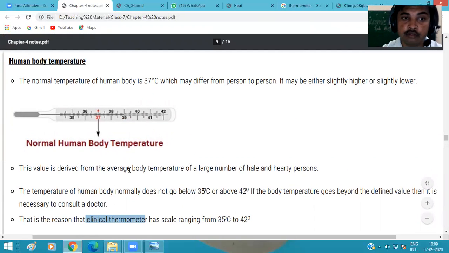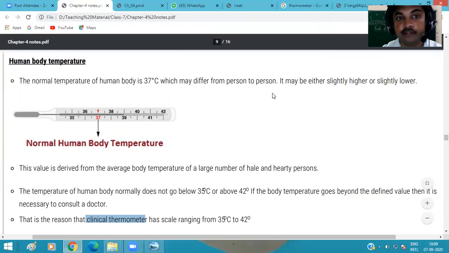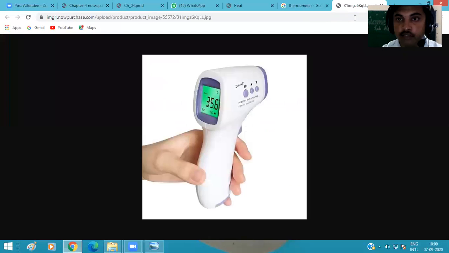So it is a clinical thermometer. And these days there are different types of thermometers we see. In this pandemic condition, we see this type of infrared non-contact thermometer. You see it at many places, in railway stations, in offices, and schools also. This is a clinical non-contact infrared thermometer. It senses the temperature without contacting the person. So these days we use this type of thermometer.